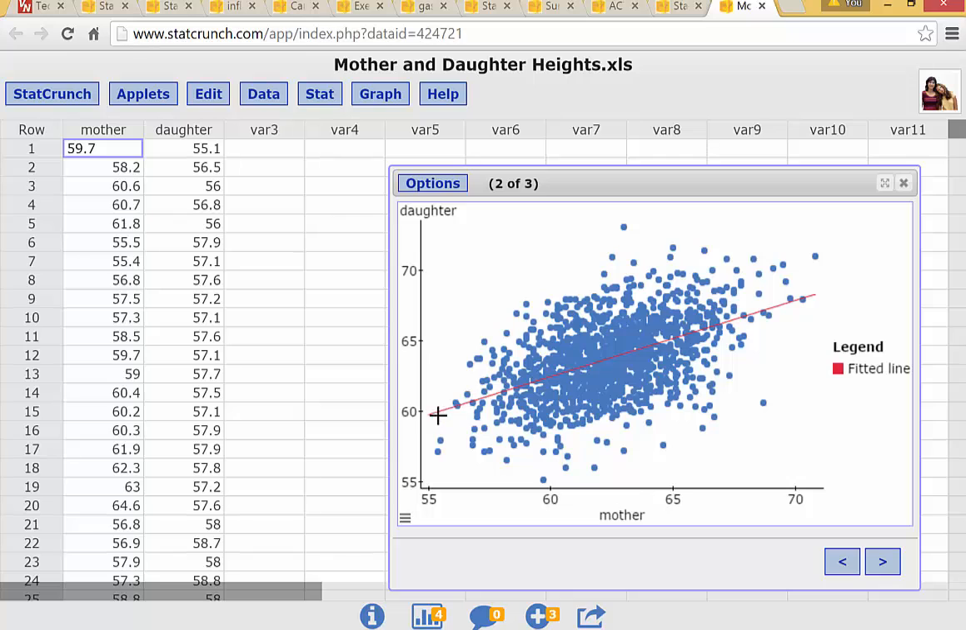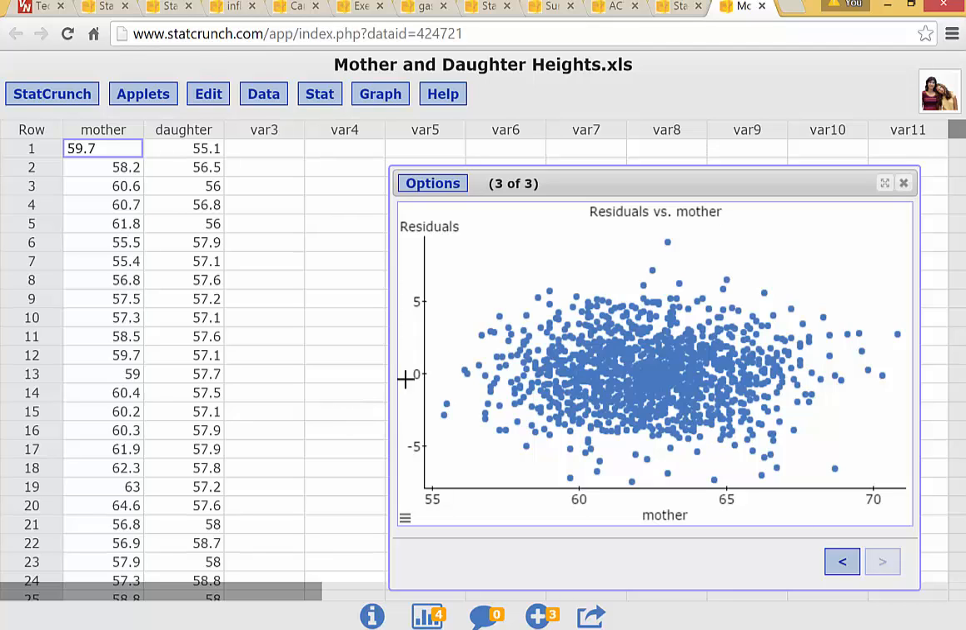So looking at the fitted line, it looks like there is a positive trend here. So in other words, as the mother's height increases, so does the daughter's height. And looking at the plot of the residuals versus the x values, it does look like there is absolutely no discernible pattern here above or below the line y equals 0.